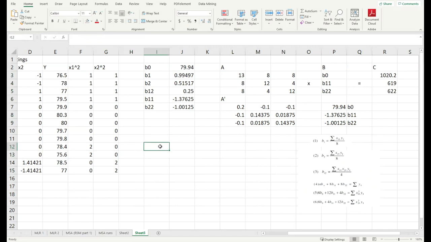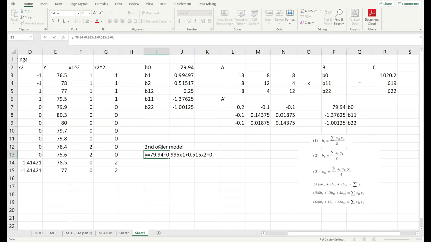So we can now have the second order model. So our second order model will look like this. Y is equal to 79.94 plus B1 is 0.99, and I'll round up those, multiplied by 0.991 X1 plus 0.515 X2 plus 0.25.